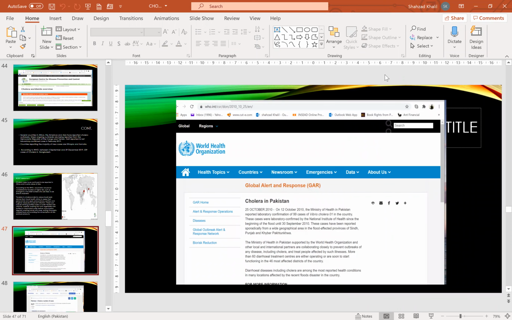Then, according to WHO, cholera cases in Pakistan, it is the report of 25th October 2010, in which the confirmed cases of Vibrio cholerae were 99 in Pakistan, and they were confirmed at the National Institute of Health. These cases have been reported sporadically from a wide geographical area in the flood-affected provinces of Sindh, Punjab, and Khyber Pakhtunkhwa.